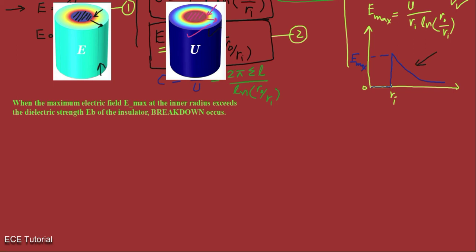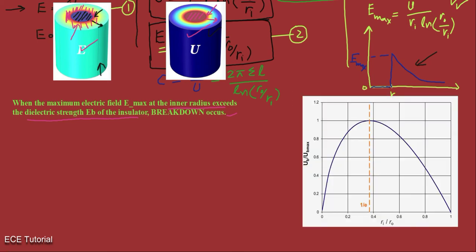Now, maximum electric field occurs at the inner radius, or at the radius of the conductor itself. When it exceeds the dielectric strength of the insulation, then breakdown occurs, or we can say that the insulation near the surface of the conductor starts to degrade. Therefore, we need to design the insulation in such a way that at the inner radius, the electric field does not exceed the breakdown strength of the material of the insulation.